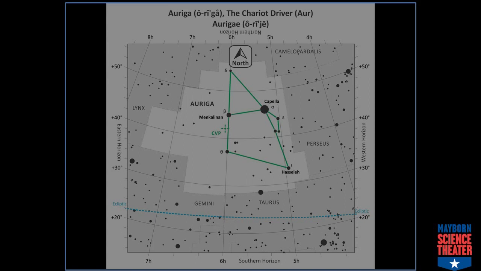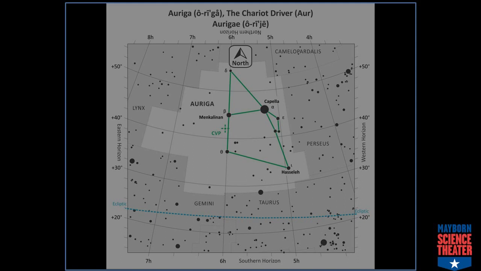Now, if you like pointer systems to help you find things, this star right here, Mincalainen, and this one here, Delta Aurigae, and this one, Theta Aurigae, are virtually all three, as far as we could say with our naked eye, perfectly in line with each other, and they point directly to the north pole in the sky.